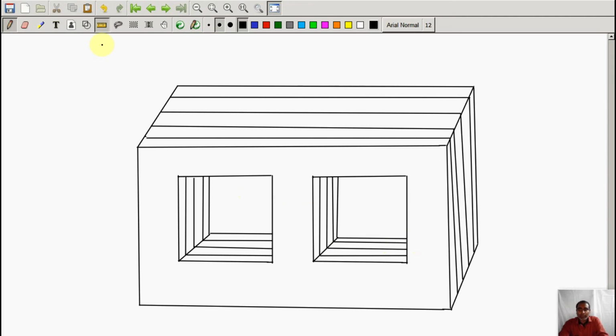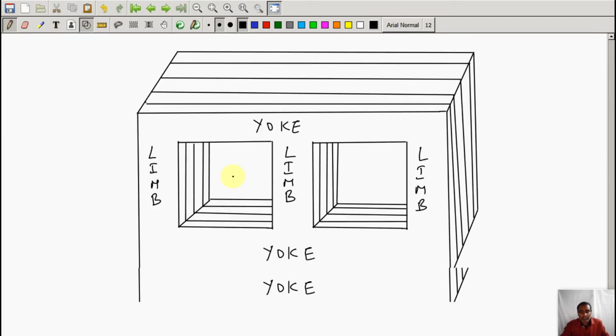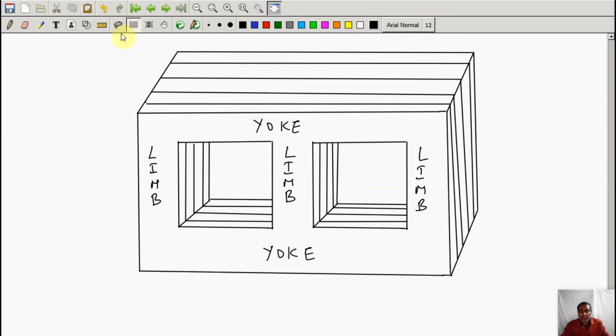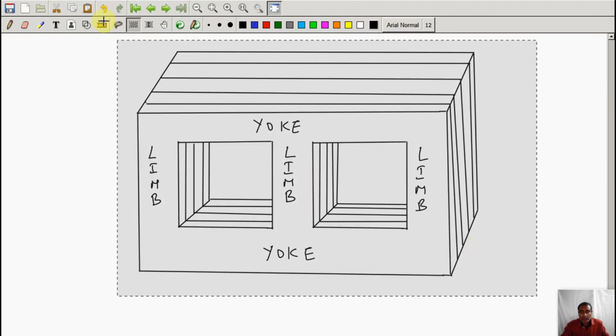So let me write the portions quickly. This thing is known as the yoke of the transformer. This is also the yoke of the transformer, and this thing is your limb, or you can call it leg, L-I-M-B, limb. So what is happening here? Basically the windings are wound around these 3 limbs. So let me copy this.